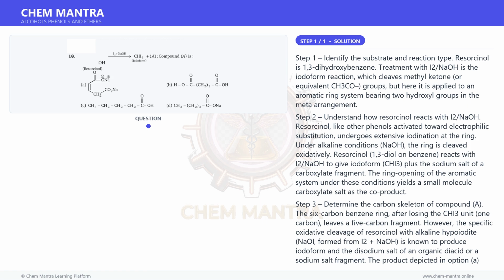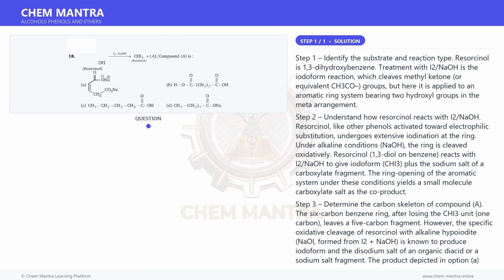Resorcinol is 1,3-dihydroxybenzene. Treatment with I2/NaOH is the iodoform reaction, which cleaves methyl ketone or equivalent CH3CO groups, but here it is applied to an aromatic ring system bearing two hydroxyl groups in the meta-arrangement.